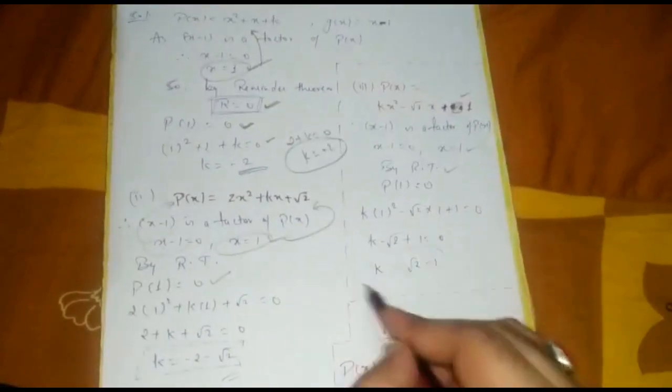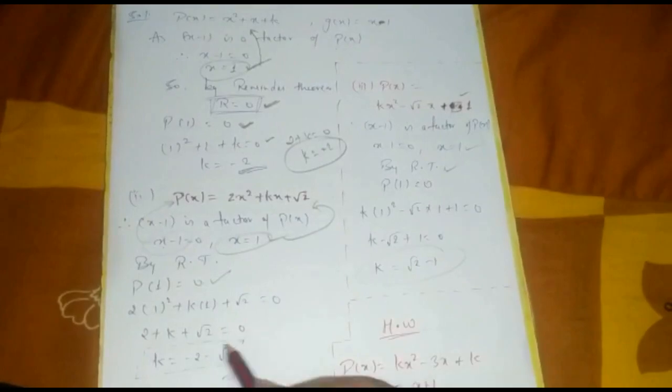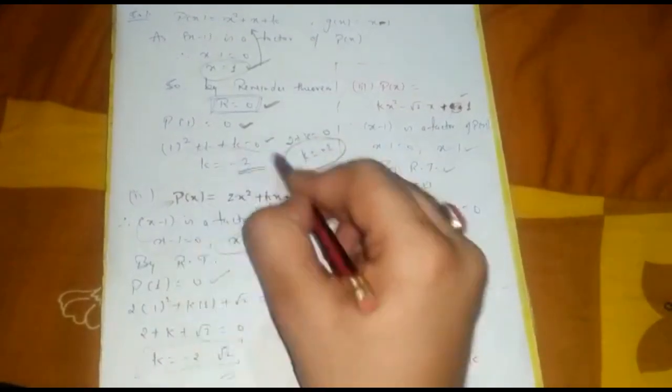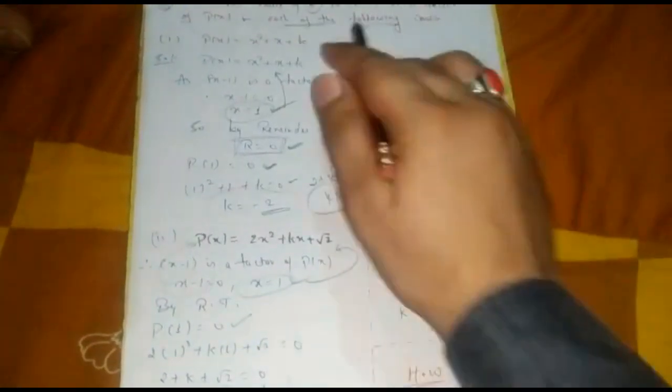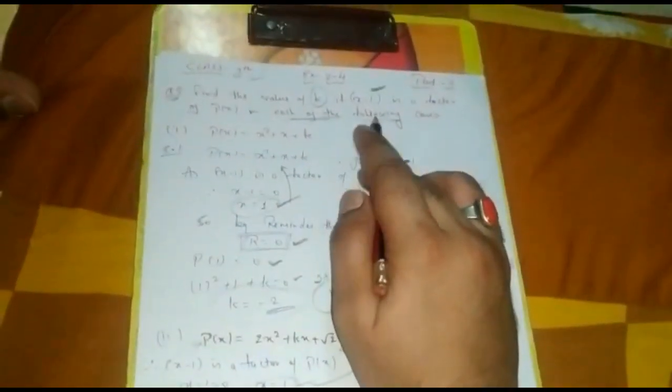So these are the values of k in all the cases when it is given that x minus 1 is a factor of all the polynomials.